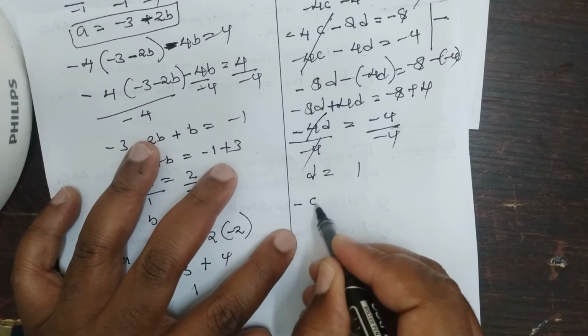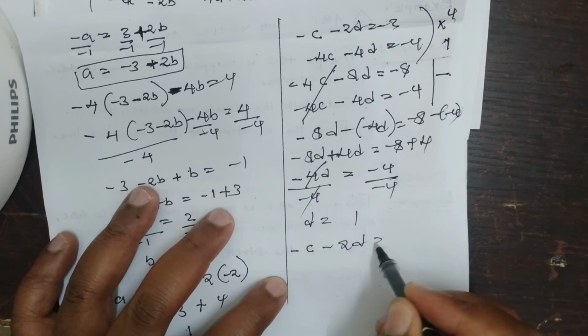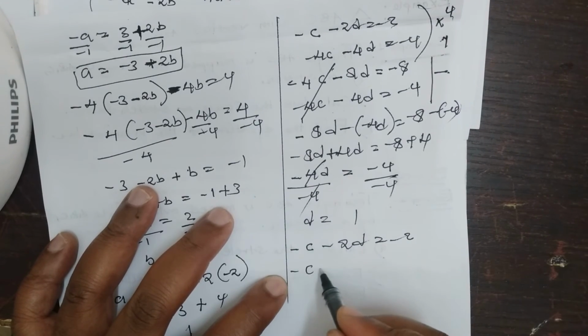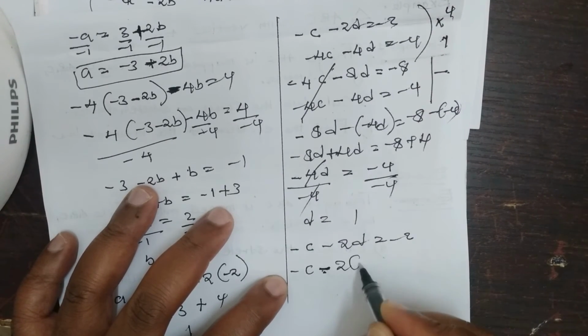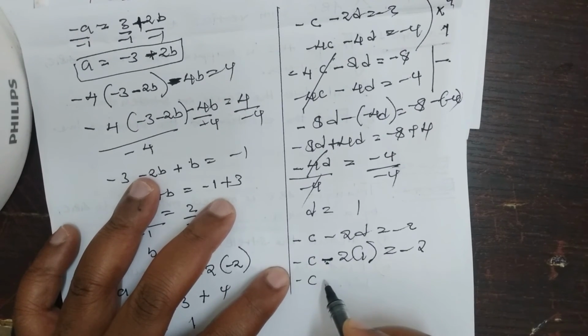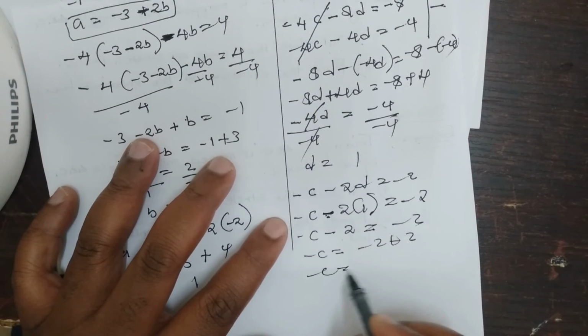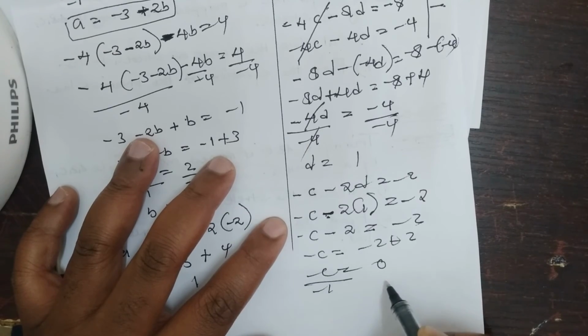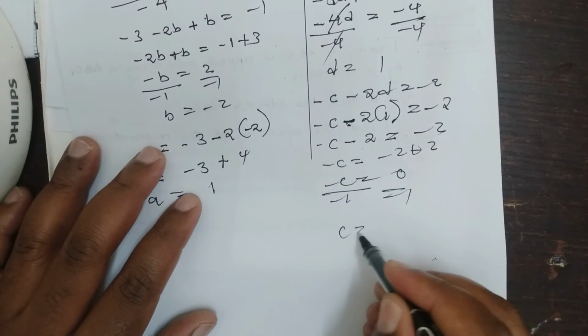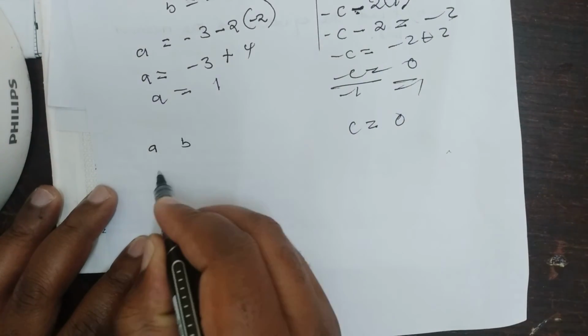Then what is our c? So negative c, minus 2d is equal to negative 2. So negative c minus 2, here I'll put 1, is equal to negative 2. When I multiply I'll get minus 2, is equal to negative 2. Negative c is equal to negative 2 plus 2. So negative c is equal to 0. You divide by negative 1. Then c is equal to 0.